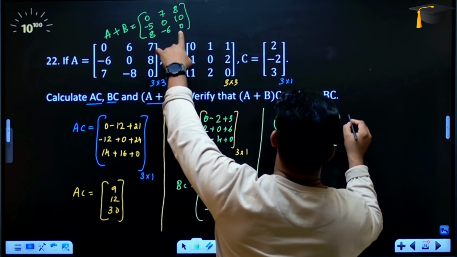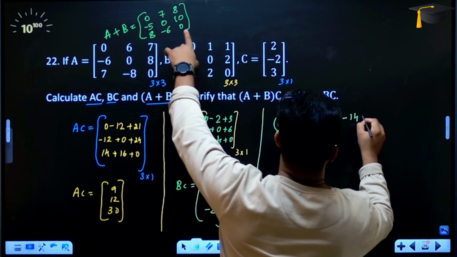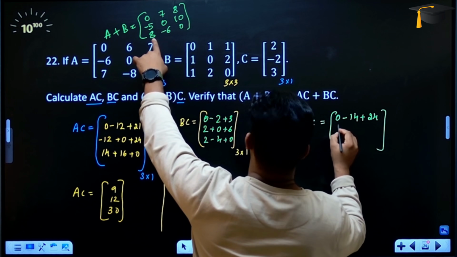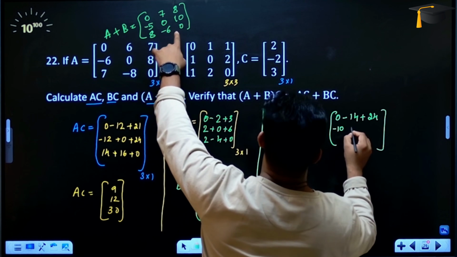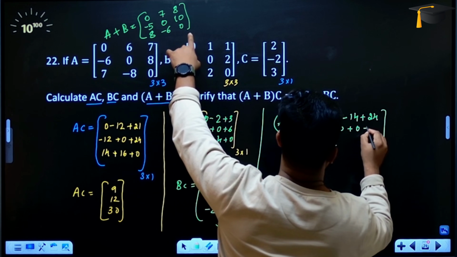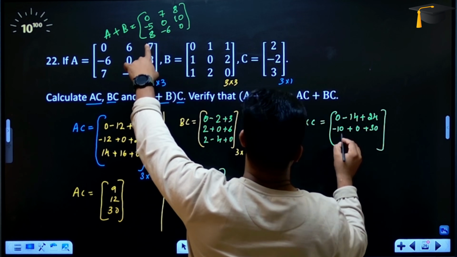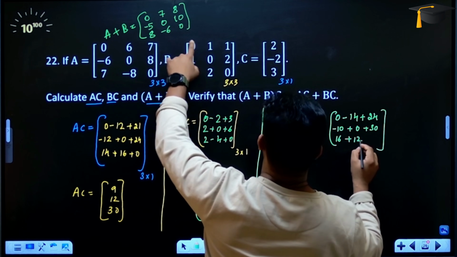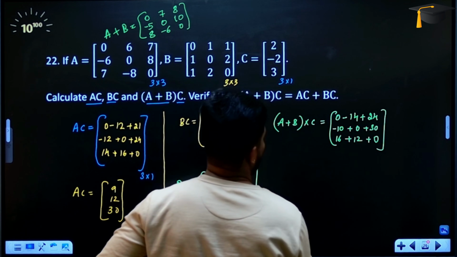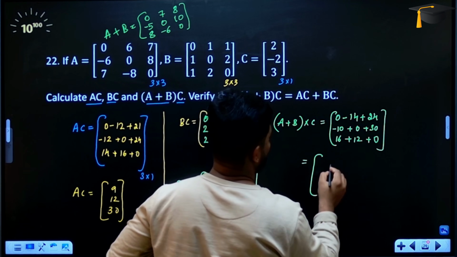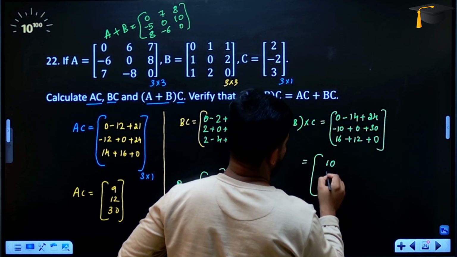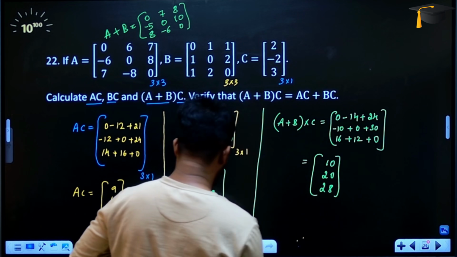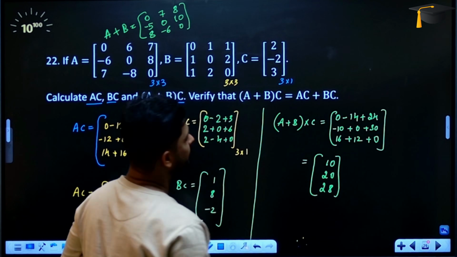0 minus 14 and 8 3s are 24. Okay, next minus 10 plus 0 plus 30, and last one A2 is a 16 minus plus 12 and 0. Okay, so let's do this. So it is 10 and this is 20 and 28. Okay, so now we have got all of this.